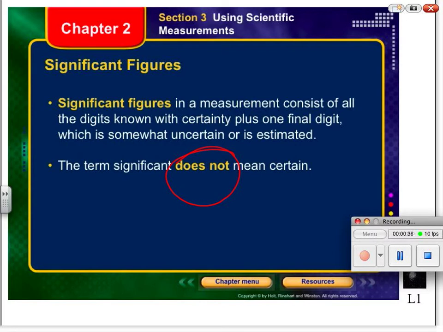Have we done this last year at all, significant figures in biology? I don't think so. It was physical science. Physical science? Okay, so this should make a little bit of sense. I'm going to turn my camera on, and I'm going to show you what that means exactly.